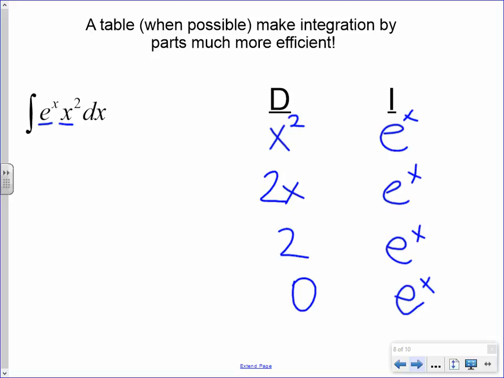Now, this is what we need to remember. Every time we do integration by parts, we subtract v du, right? So every time we do integration by parts, we're subtracting a new integral. So our signs are going to alternate as we do each of these integrals because we keep subtracting, subtracting, subtracting.